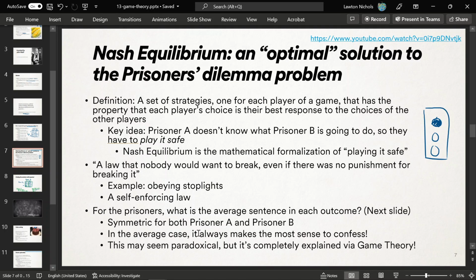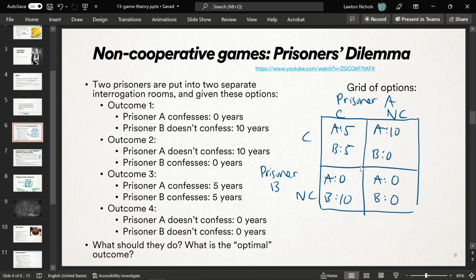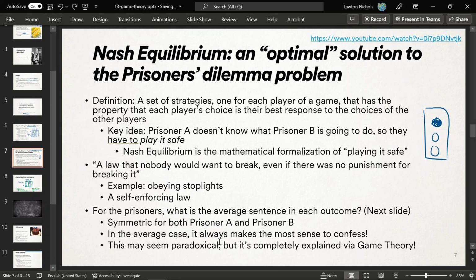2.5 is always better than 5 because you're not sure which case you're going to be in. It's like a 50-50 chance of either. So it always makes the most sense to confess. It's crazy, which seems a bit paradoxical. Like if they could just both shut their mouths, they can both just walk out. But because it's non-cooperative, you can't really do that.